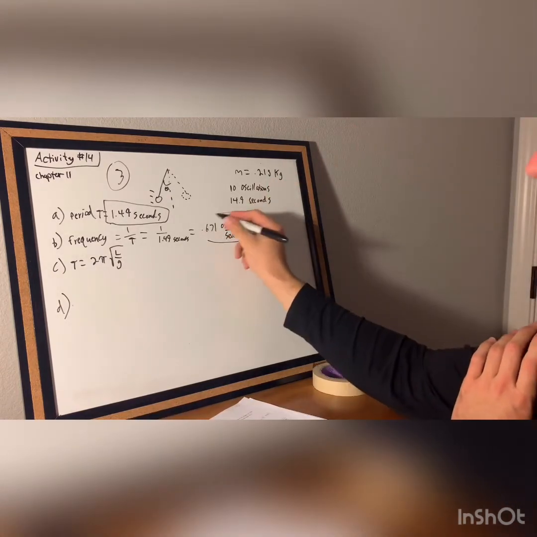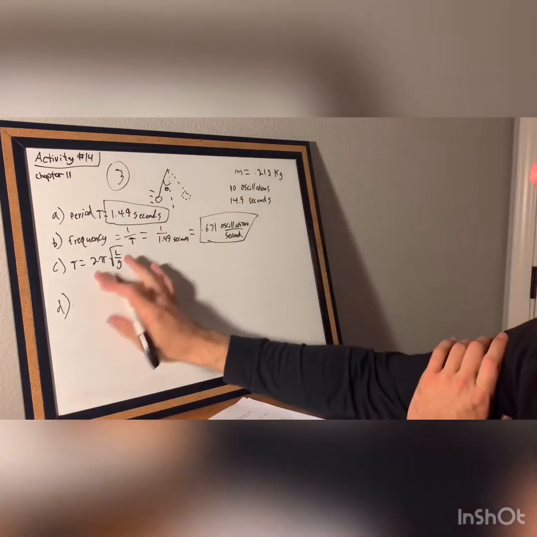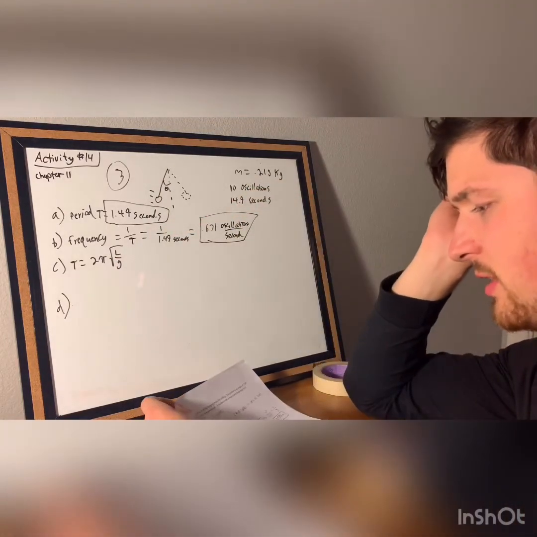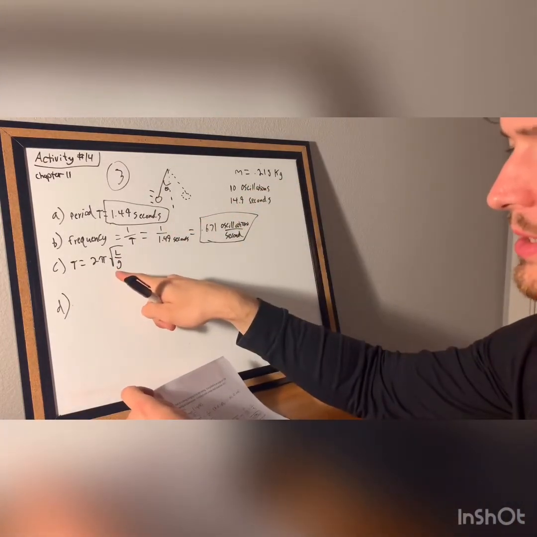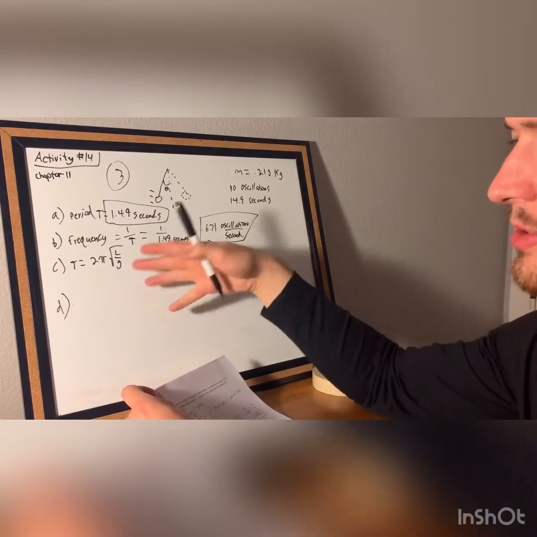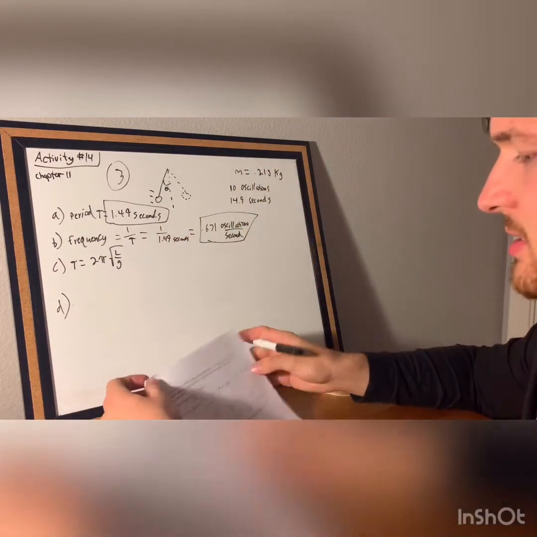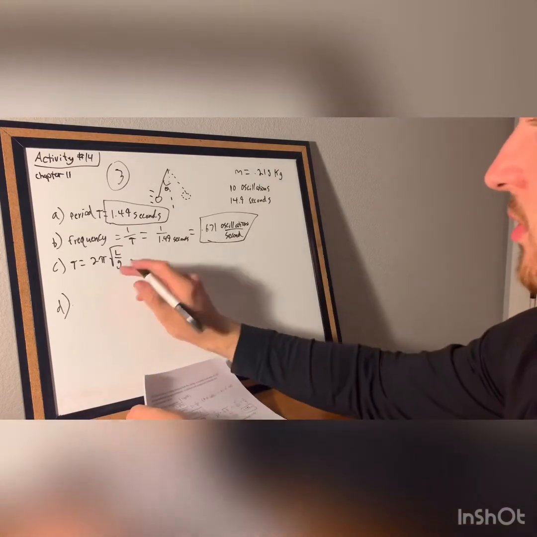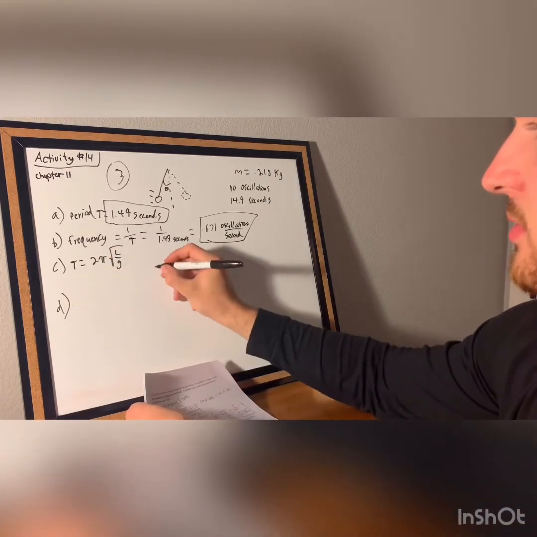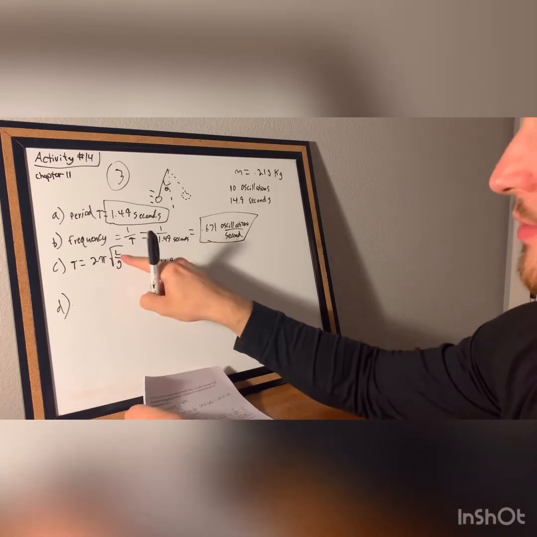So then that's the answer for that one, for frequency. And then for C, what it asks for is, what is the length of the string? This is an equation I believe that we're going to be given on the back of the exam, so I'm not sure yet if you have to memorize it, but we usually get these equations given to us. So we know what the period T equals, 1.4, because we're looking for L.